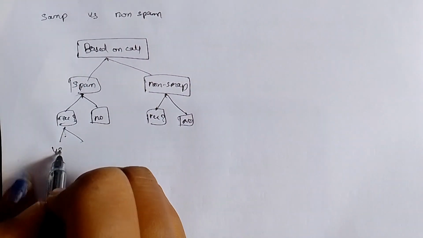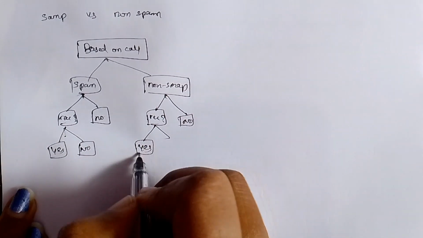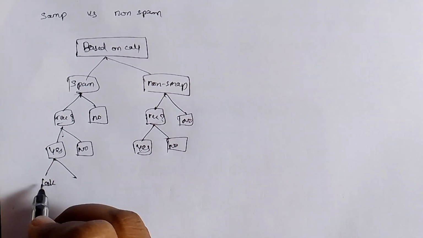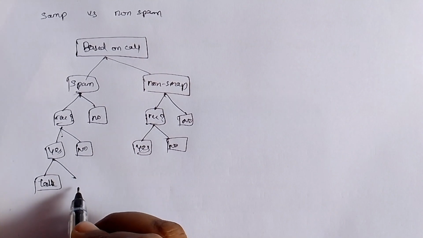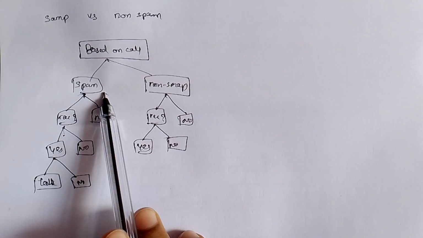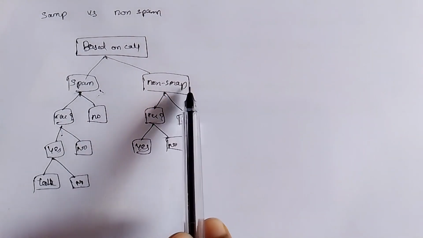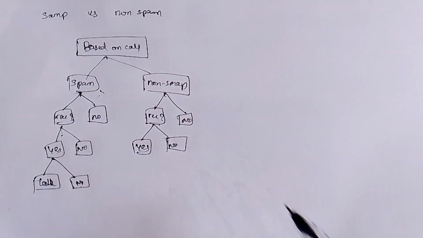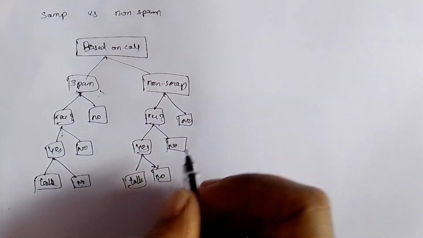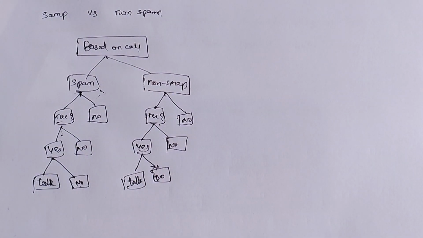If you are going to receive it, you will say yes. If you are not going to receive it, you will say no. Here also, the same: if you are going to receive it, you will say yes, or else you will say no. If you receive the call and say yes, then you will talk. If you do not receive the call, then you will not talk. If we are getting a spam call, it is obvious that we are not going to receive it and not going to talk. If we are getting a non-spam call, then we will receive it, say yes, and talk. Or else, if we do not receive that non-spam call, then we will not talk.